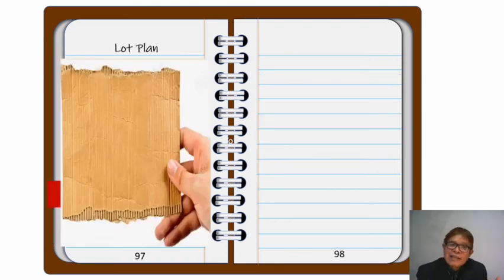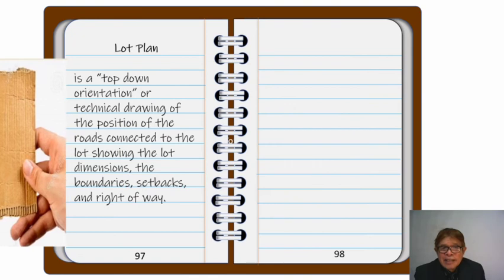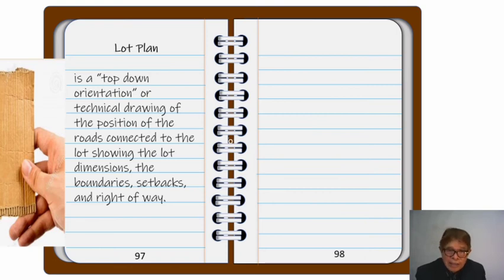Now let us discuss lot plan, because this is one of those items that buyers would always ask. What is lot plan? It is a top-down orientation or technical drawing of the position of the roads connected to the lot, showing the lot dimensions, the boundaries, setbacks, and right of way.